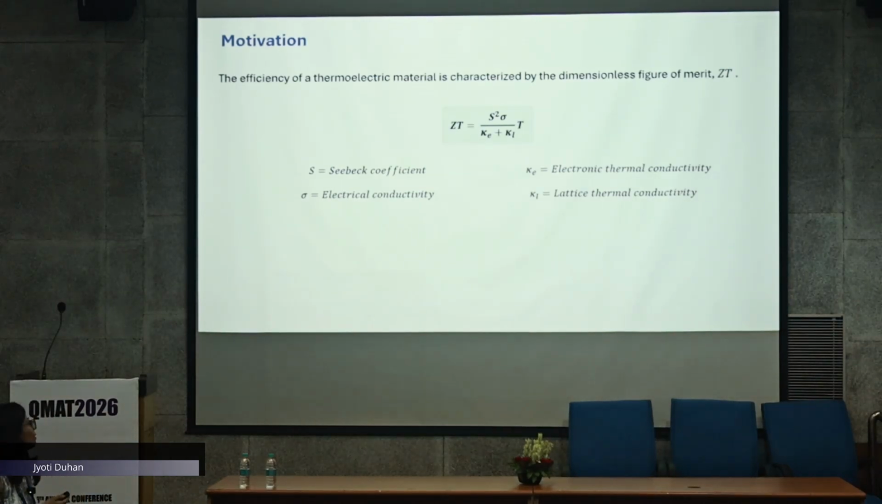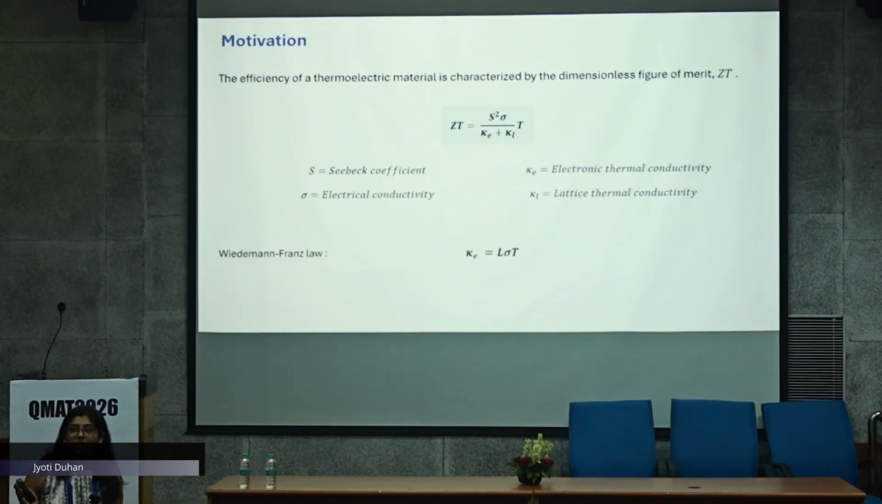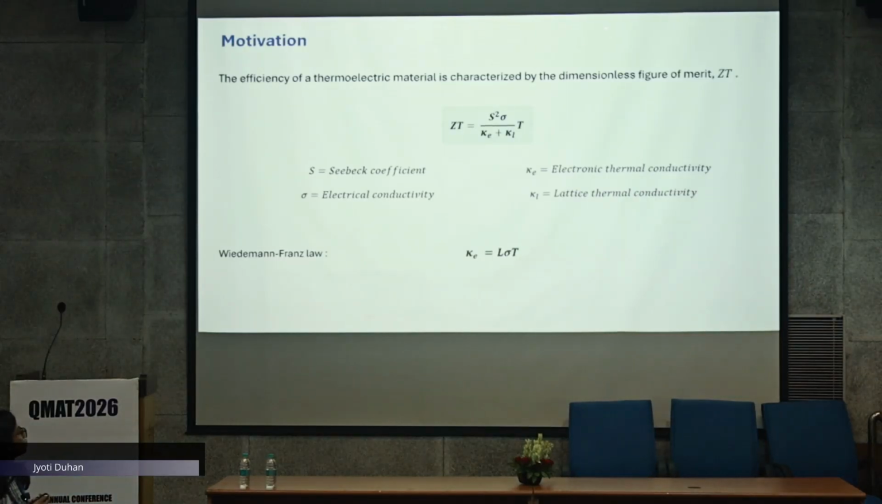The performance of a thermoelectric material is characterized by this figure of merit, ZT, which depends on the Seebeck coefficient and electrical conductivity, and in the denominator we have the electronic thermal conductivity and lattice thermal conductivity. In principle, on paper it seems very simple to tune the ZT factor. We can improve the conductivity and decrease the thermal conductivity, and we are good to have a good thermoelectric material, until the Wiedemann-Franz law came into the picture, which tells us the electrical conductivity is directly proportional to the electronic thermal conductivity, which limits our capability to tune the ZT factor.